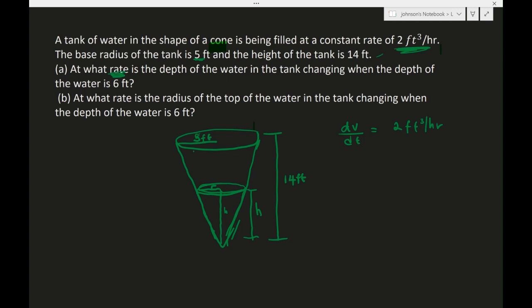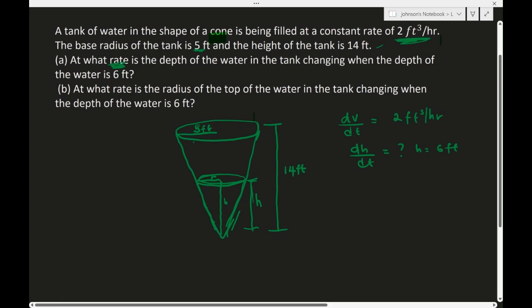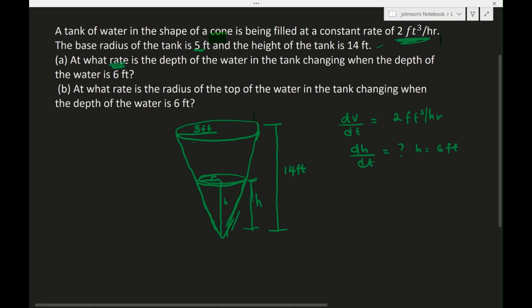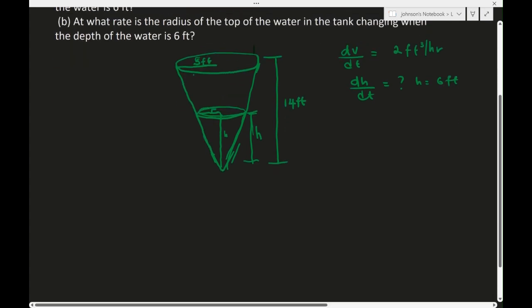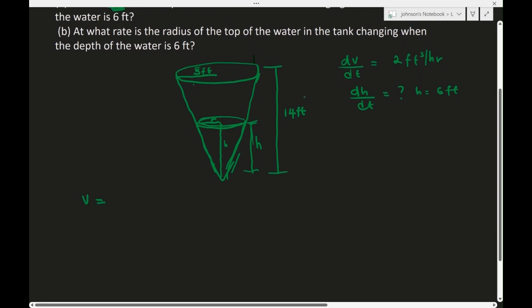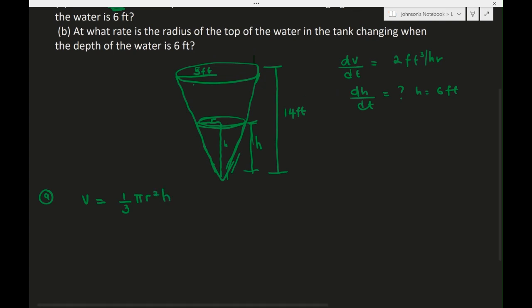At what rate is the depth of water changing? The depth of water is the height. So we're actually looking for dh/dt when the depth of water, let's say h, is equal to 6 feet. Okay, so now let's put everything together. We know the formula for the volume of a cone is 1/3 pi r squared h, right?